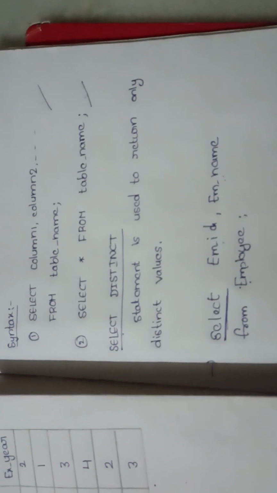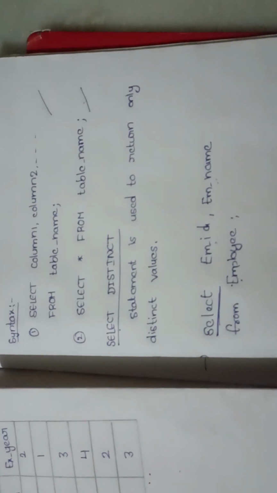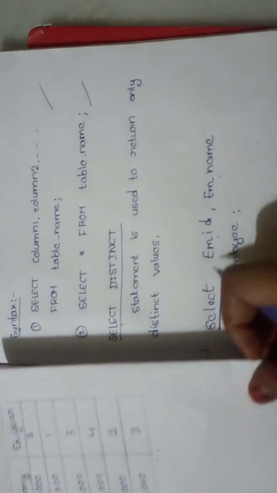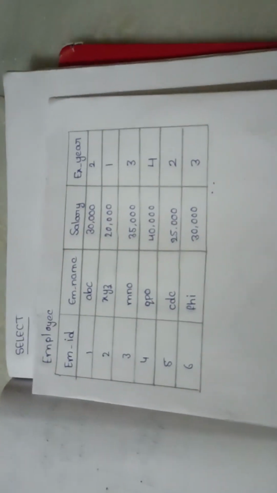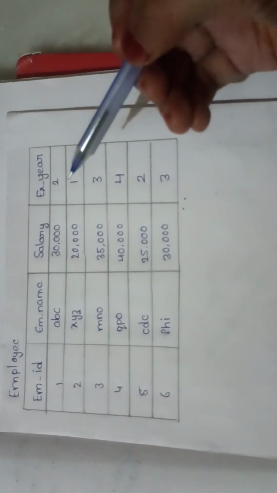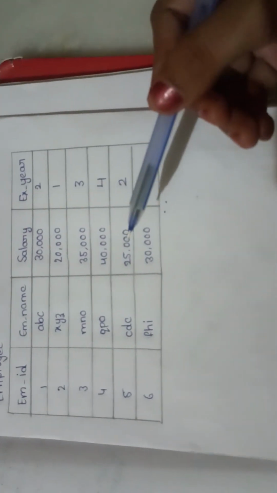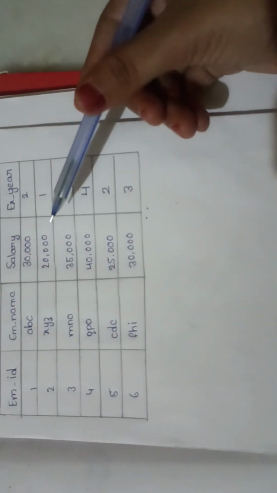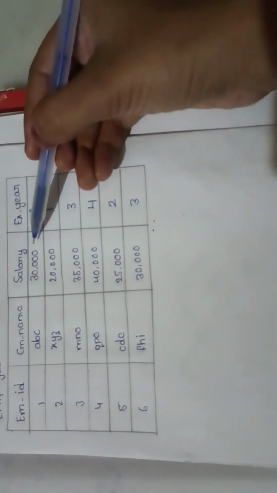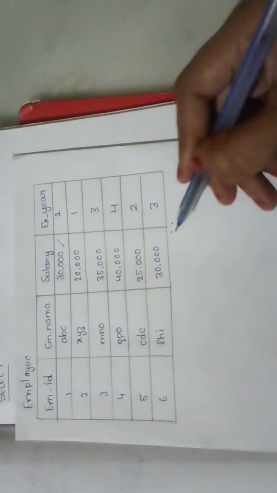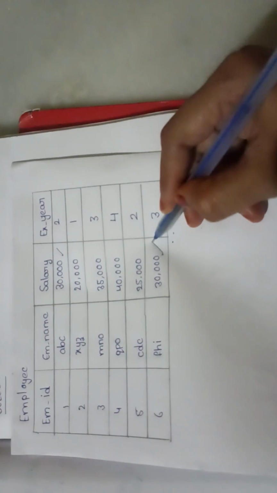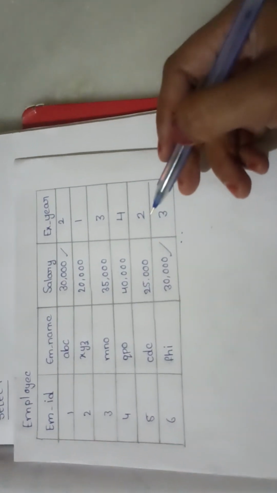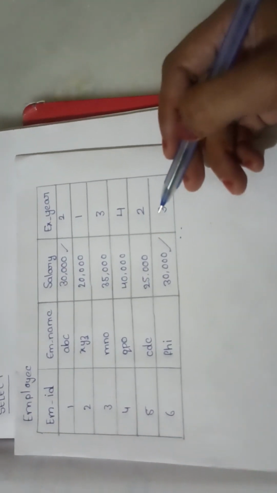And the next one is select distinct. Before going to this introduction, let us have a table here. In this table we have a salary column, which consists of 30k, 20k, like this. In the observation we can see that some people have the same salary. Here is the same salary. That means ABC and FHI have the same salary.